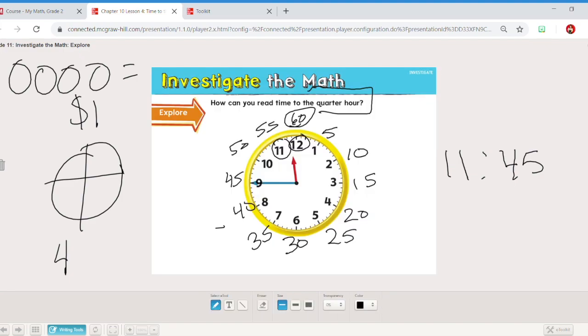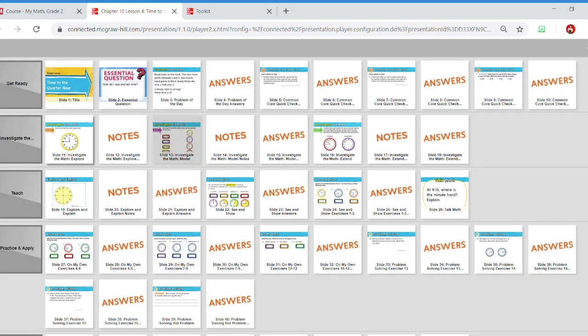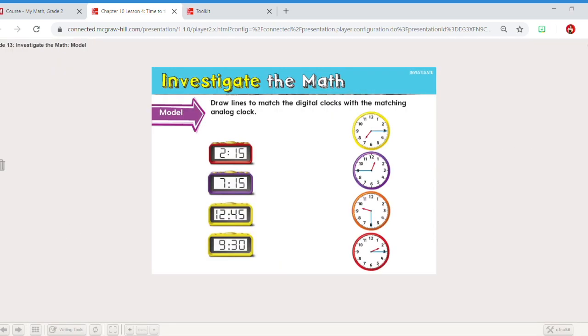So on a clock, you can go through, and let me get a new color. You can split it down the middle, so you have half an hour, or you could split it in fourths and have a quarter of an hour. It's like a pizza. We're going to practice this skill a little bit here with some clocks. We have some digital clocks that we need to match with the analog clock.